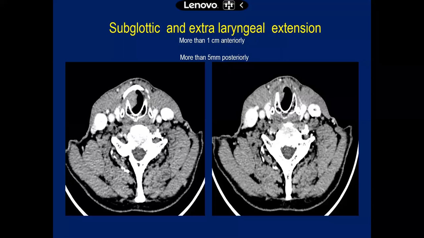extra laryngeal spread, one by the thyrohyoid membrane and second by the cricothyroid membrane. Here you can make out, compared to this side, there is a soft tissue extension outside the laryngeal framework. So this extension is there. Can you make out? Yes, this is because of the involvement of the cricothyroid membrane. Once the cricothyroid membrane is involved, the patient can have an extra laryngeal spread. That is T4A disease.